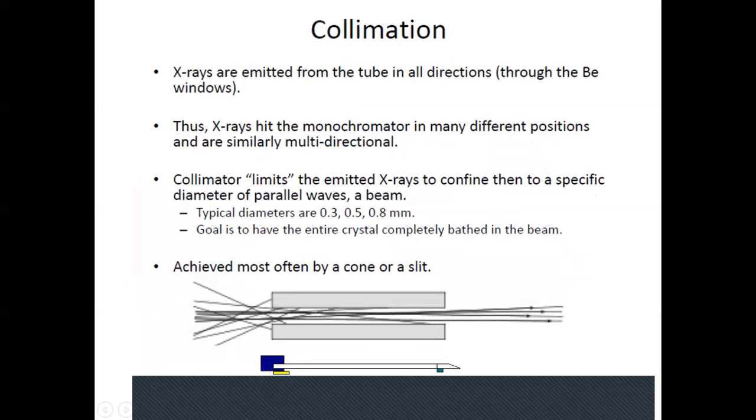Now, once you get through the monochromator, we have our K alpha radiation. But when it's coming out of that monochromator, the X-rays are going in all different directions. So what we need is something that can focus the X-rays into a coherent beam. And so what we use is something called a collimator. A collimator focuses the X-rays coming out of the monochromator so that they produce a uniform beam to strike the crystal.